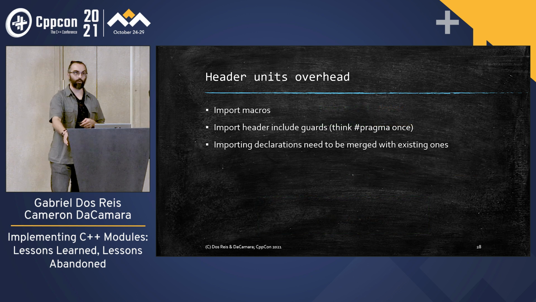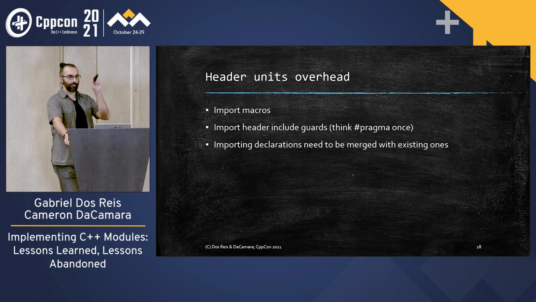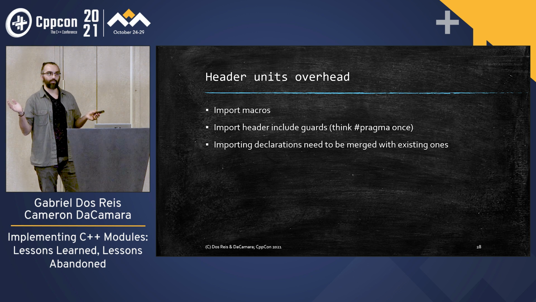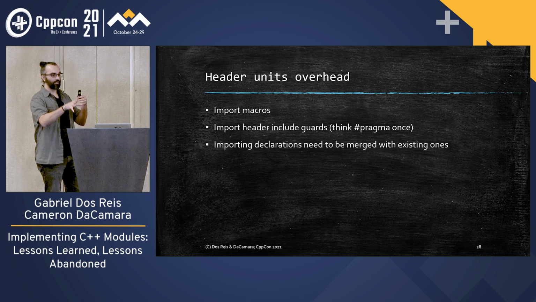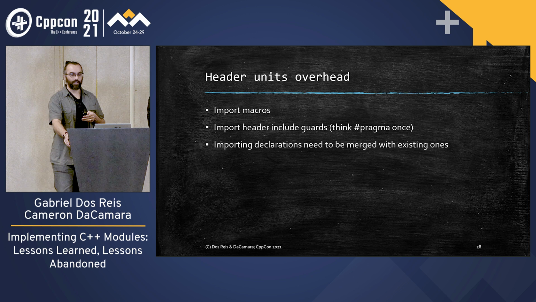Header units have overhead. And I mentioned this before, but after you say import iostream semicolon, the compiler has to also import all of the macros immediately after that semicolon is done. And this is non-trivial work. It has to create macro objects, paste all the text from the IFC into that macro. So there's a lot of overhead just materializing all of the macros from the IFC.